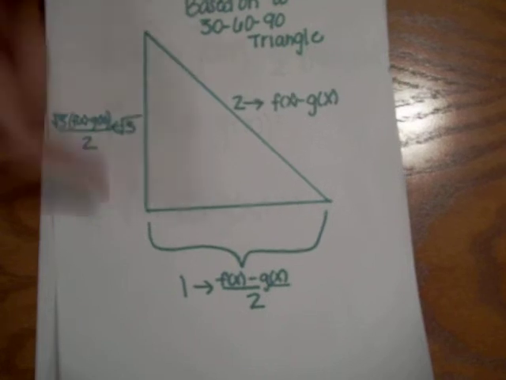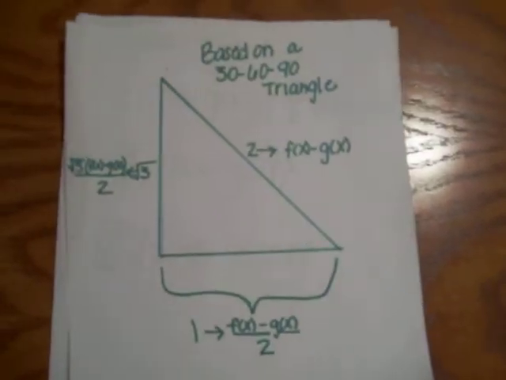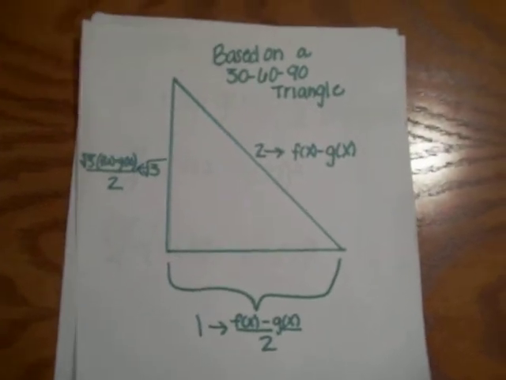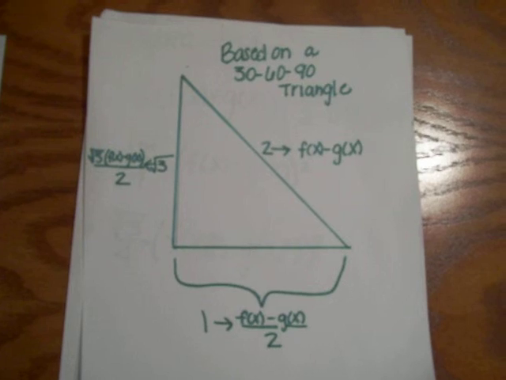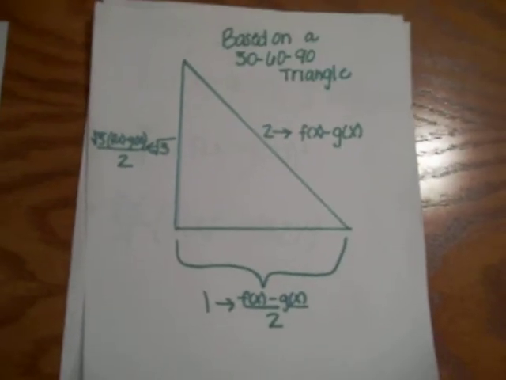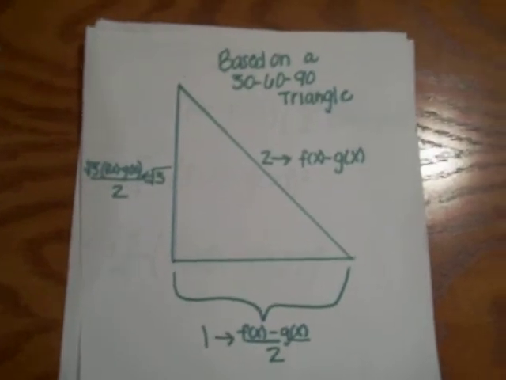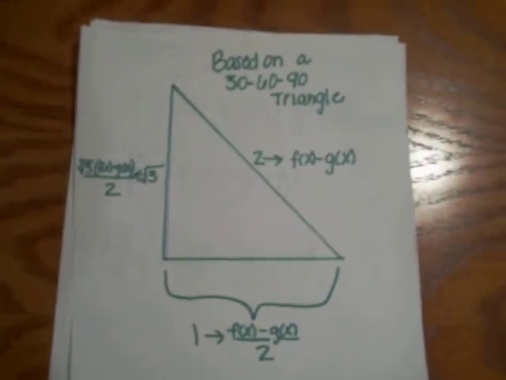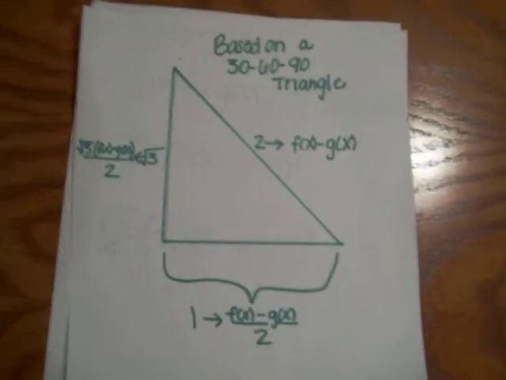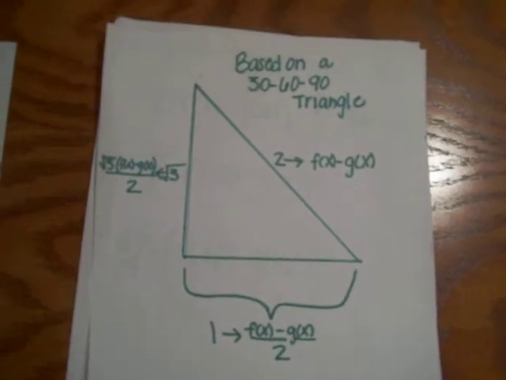The vertical leg is found by multiplying the length of the horizontal leg by root 3 to get root 3 times the quantity f of x minus g of x over 2. The hypotenuse is found by multiplying the horizontal leg by 2 to get f of x minus g of x. Once we find the legs of the triangle, we know that the height of the cross-section is equivalent to the vertical leg of the 30, 60, 90 triangle, which is root 3 times the quantity f of x minus g of x over 2.